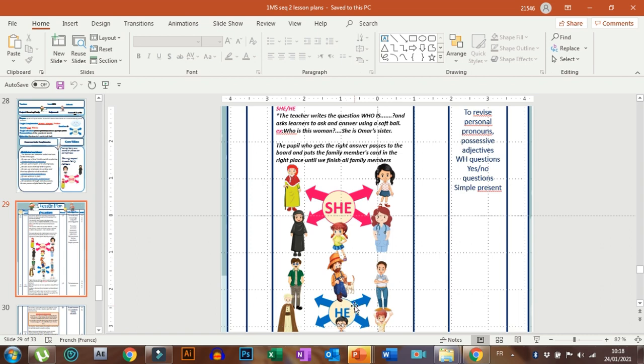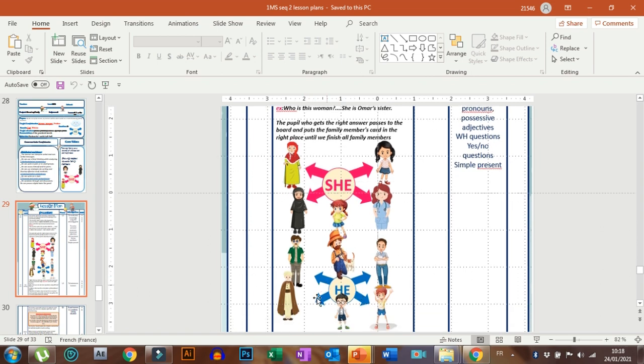So here at this point, you can either start with this interactive activity. You give them a softball and they start asking each other questions. For example, because all these members, they have already seen them and they know even the names, they know about the ages, they know about the jobs, etc. Because it was a family, the family of this character, my character Omar. So they know about the grandfather's name, the father's, the mother's job, age. So they know about all the information. They need just to revise them.